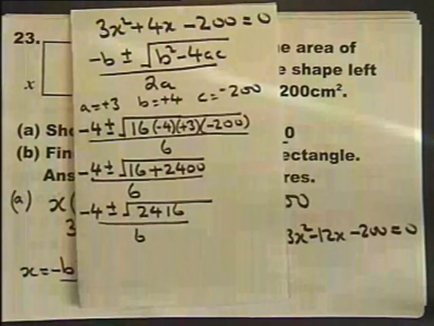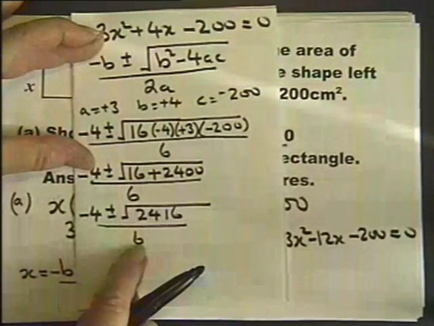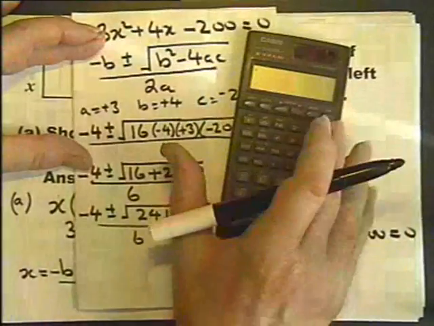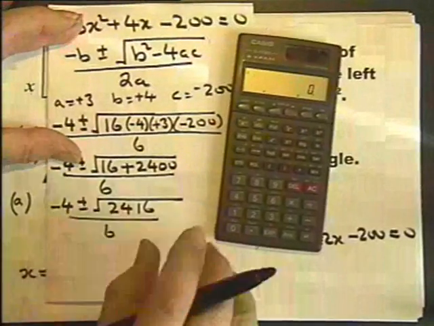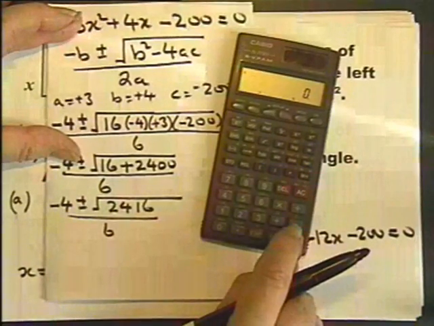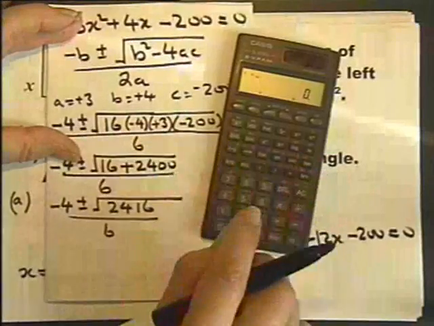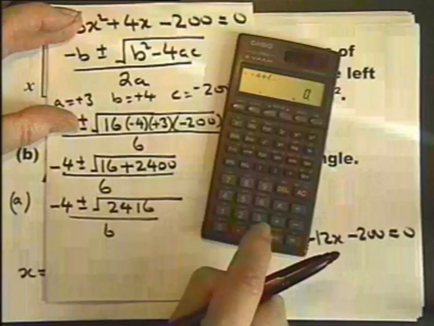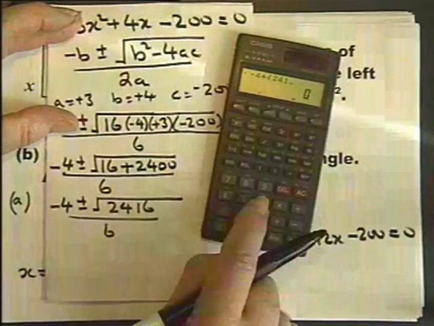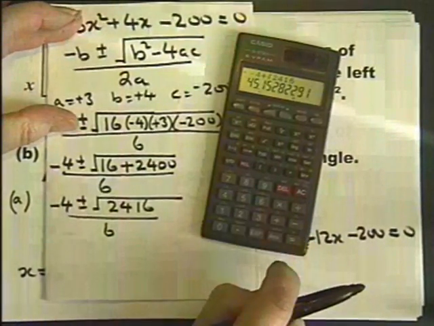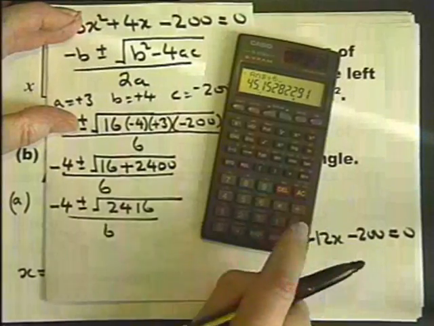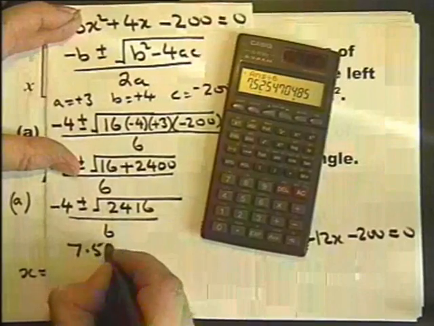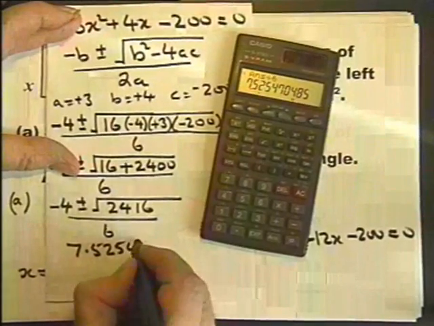Right, now we've got two answers here. We've got minus this plus this divided by that, and minus this divided by that. So let's have a go with the calculator and see how we get on. Minus 4, well you can't do that with the minus sign there, you have to do that with the negative there. So negative 4 plus square root of 2416. I'm going to press the equals button, and then I'm going to divide that by 6. That's how I'm going to do it. And I do it again just to see that I haven't made a mistake.